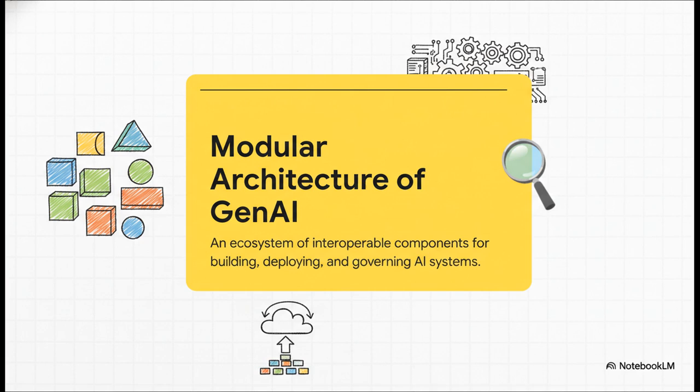So here's the answer. The trick is to stop seeing it as this chaotic mess and start seeing it as a set of building blocks. This is what we're calling the modular architecture of generative AI. It's a way of thinking that lets you pick and choose the right components for your exact project, from learning the basics all the way to deploying at a massive scale.